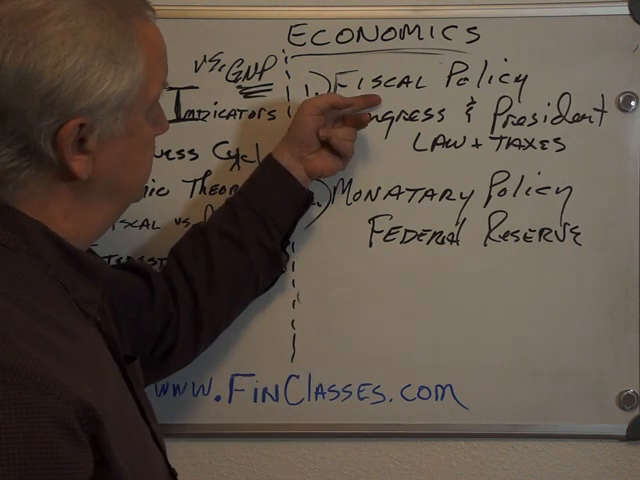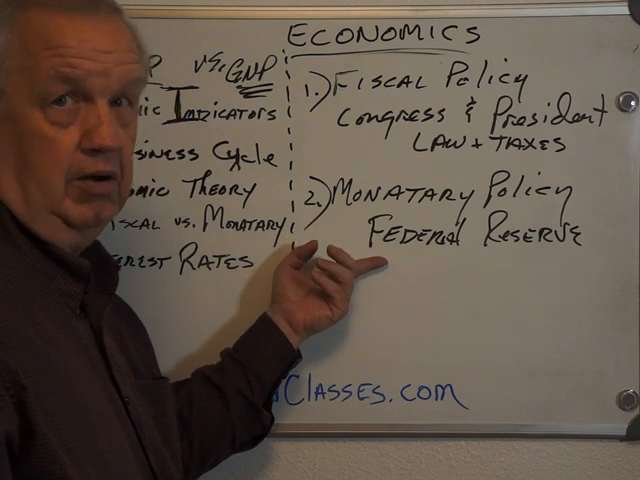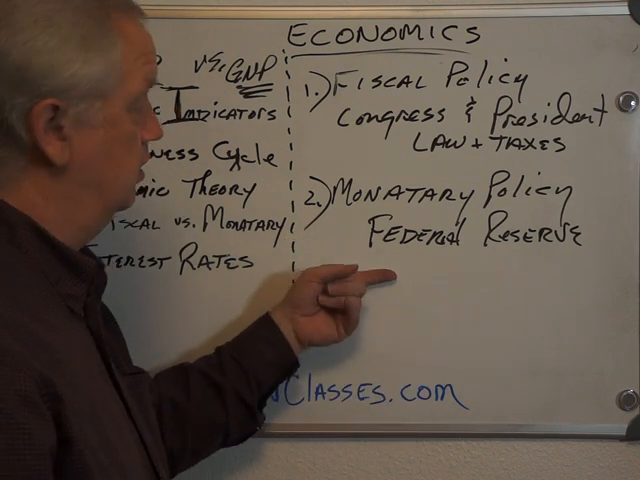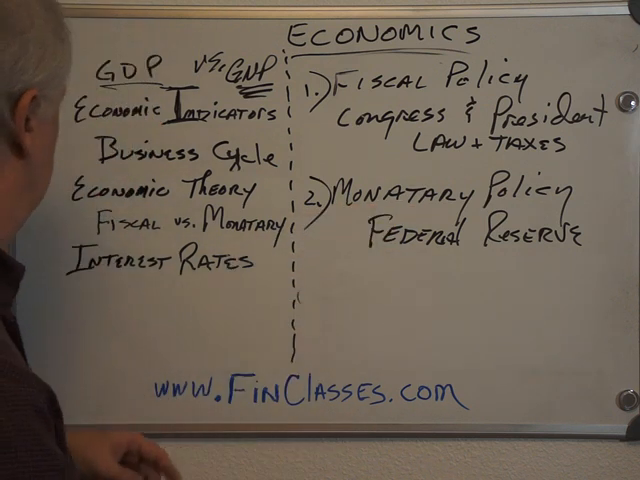That's fiscal policy written. This is laws, taxes. Federal Reserve, they can't make law. They can make rules and regulations, but that's it. Monetary policy. Okay. What's next?